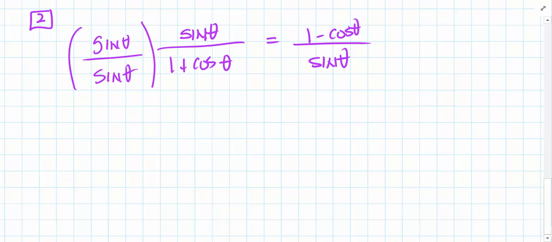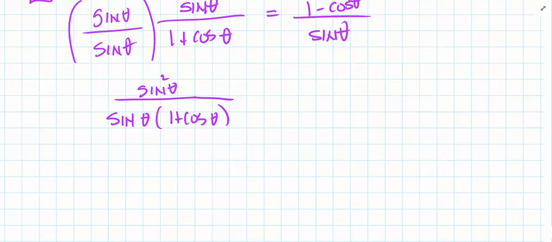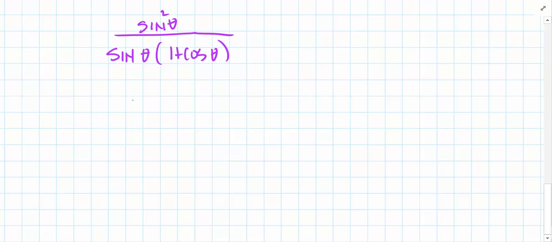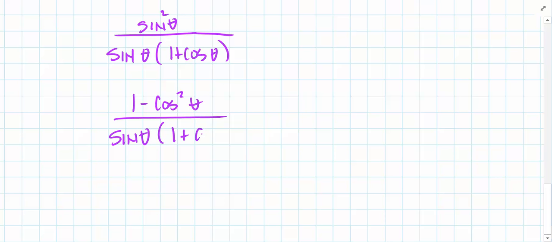After all, we're allowed to multiply by 1s however we want, but only on one side. So this is going to give us sine squared theta all over sine theta times 1 plus cosine theta. Is everybody cool with that part so far? Okay. Now, let's use a trig identity. Can we change sine squared into something? 1 minus cosine squared. Very good. So this becomes 1 minus cosine squared theta all over sine theta times 1 plus cosine theta.